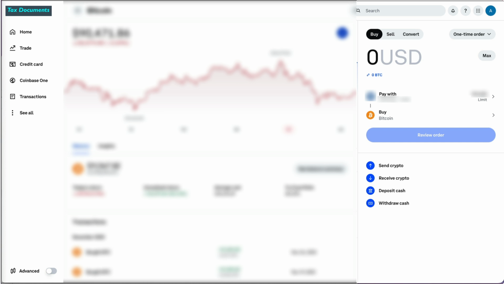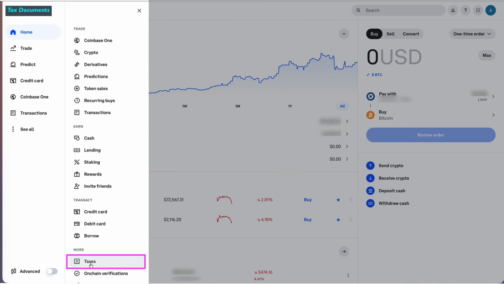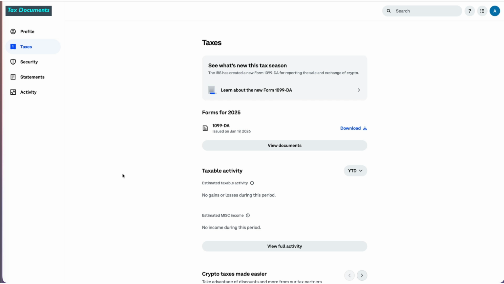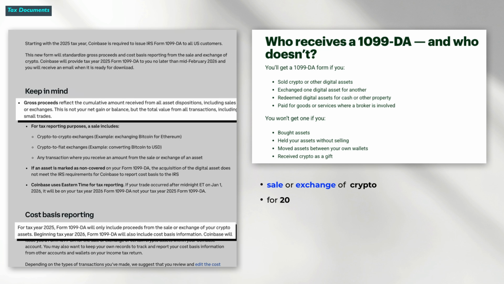To obtain tax documents for your crypto activity, you can access them through your account settings or by selecting See All on the left side under Home and scrolling down to the Taxes section at the bottom. You will see a reference to a new 1099-DA tax form that the IRS created to report the sale or exchange of digital assets. For tax year 2025, Coinbase and other US-based crypto brokers are required to report only the proceeds from sales or exchanges.